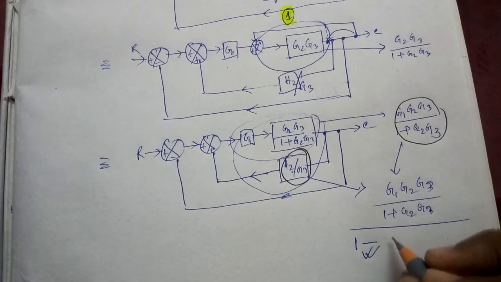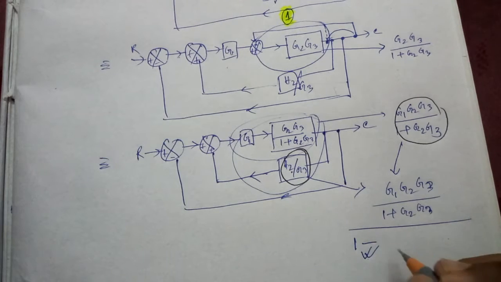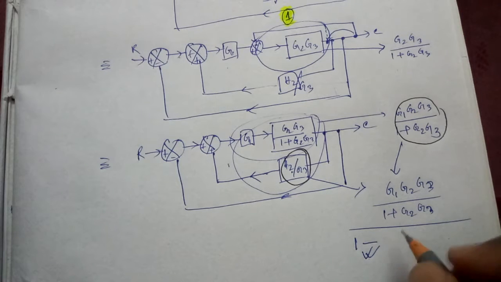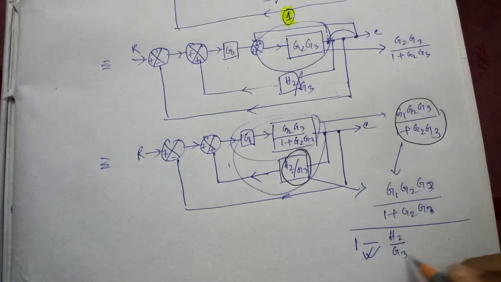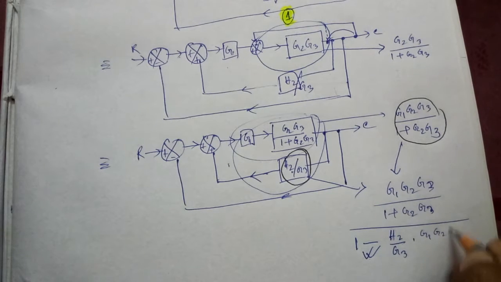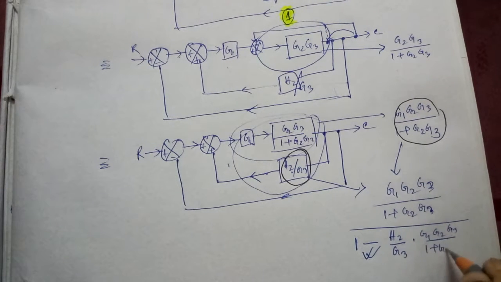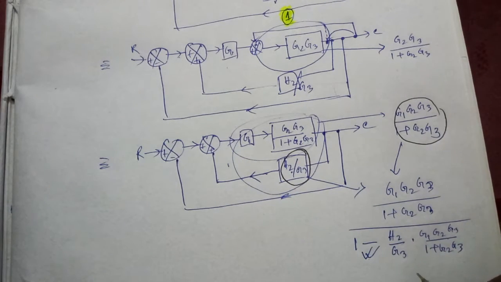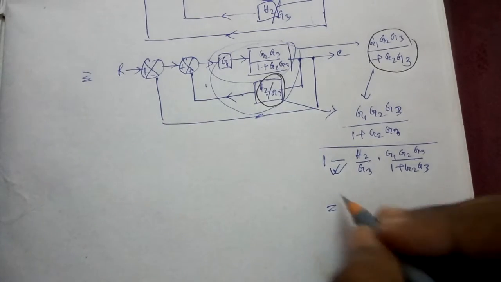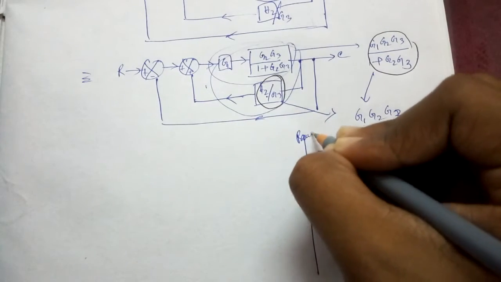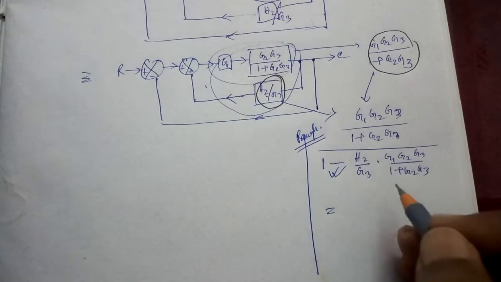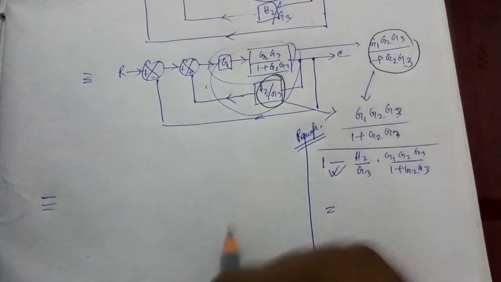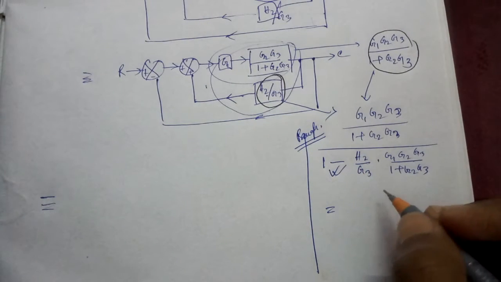This is very important. Don't mistake here. When there is positive feedback, 1 minus H2 by G3 into this G1 G2 G3 by 1 plus G2 G3, and if there is negative feedback, this will be plus. Now calculate it. This we can do in rough. Don't need to show here, you just need to show here where you are drawing the block diagram. You can do it in rough.